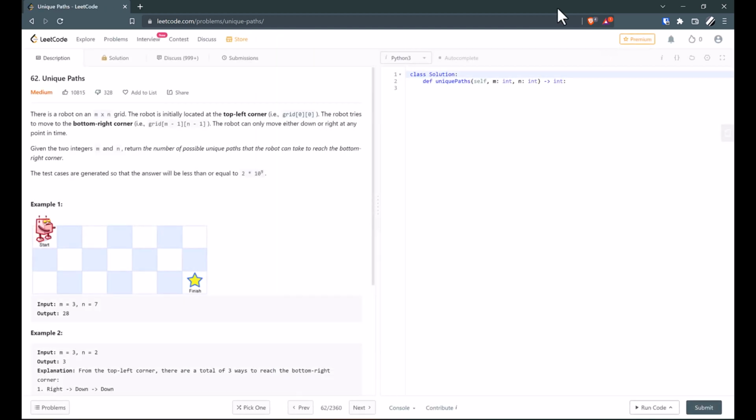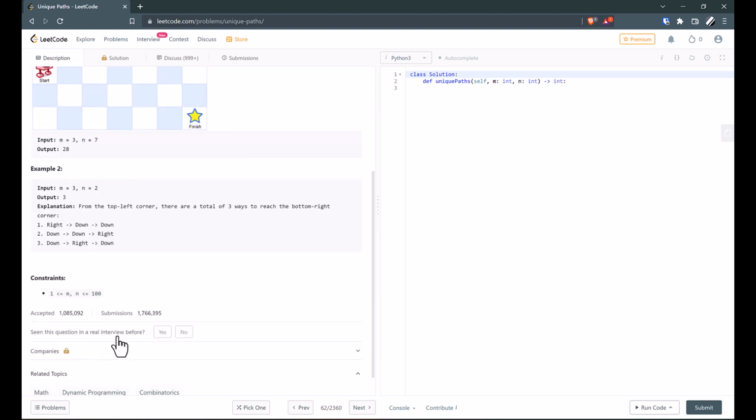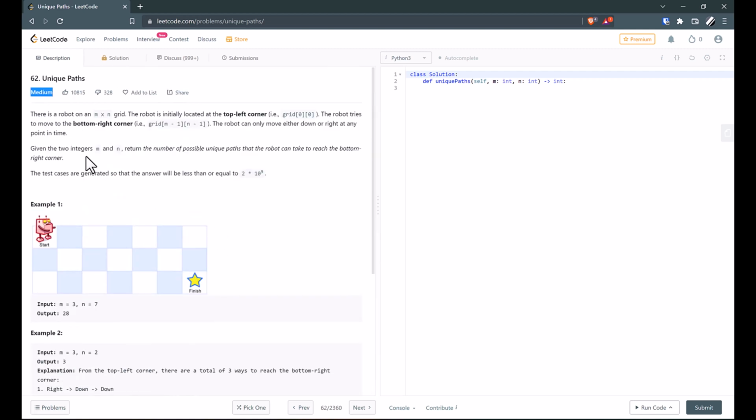And here we have the question named Unique Paths. The difficulty level is medium. When you see the related topics, it's related to maths, dynamic programming and combinatorics. So let's read out the question and we'll try to solve it.